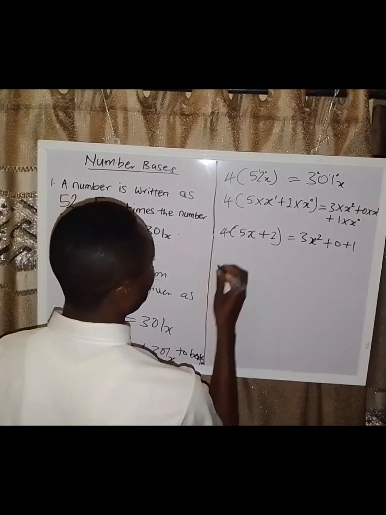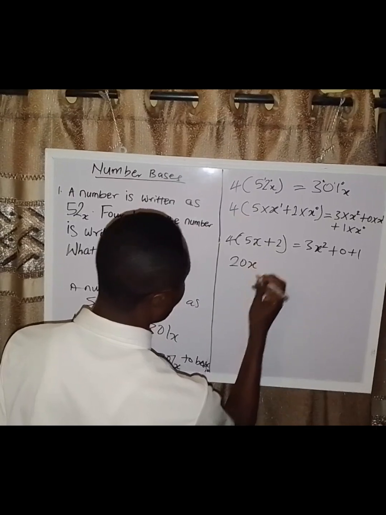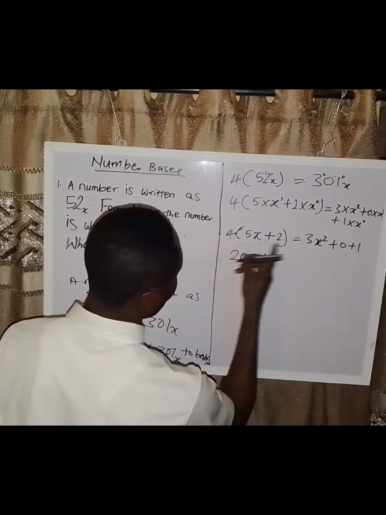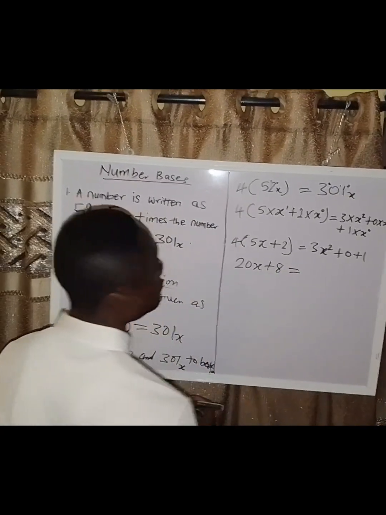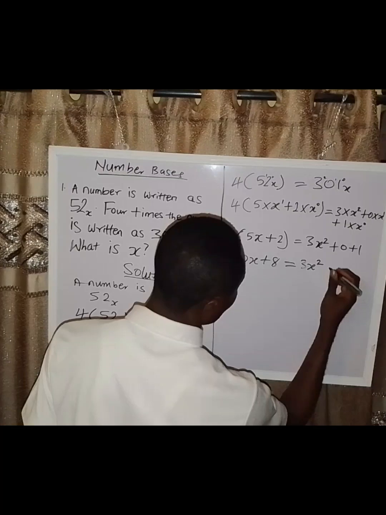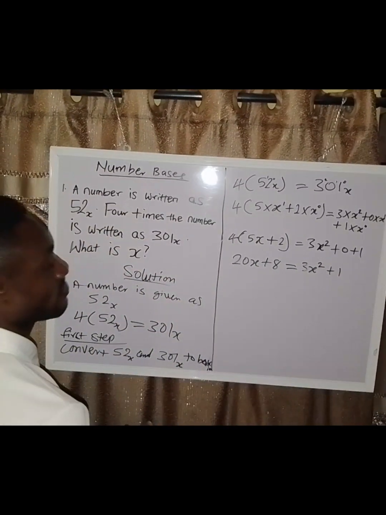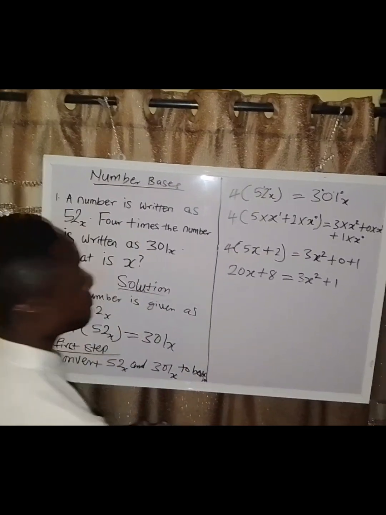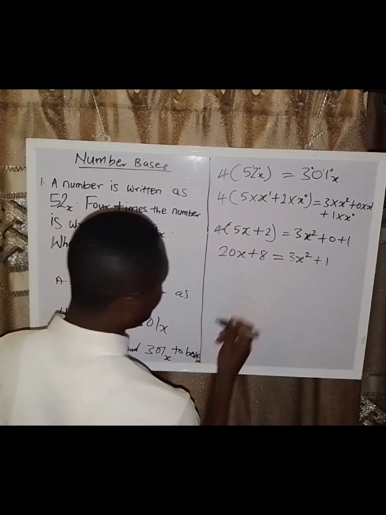So I believe we can open the bracket from here. 4 times 5x will give us 20x, plus 2 times 4 will give us 8, is equal to 3x squared plus 1. Are we together? I believe it's well understood to this step where we are right now. So we can further simplify this.